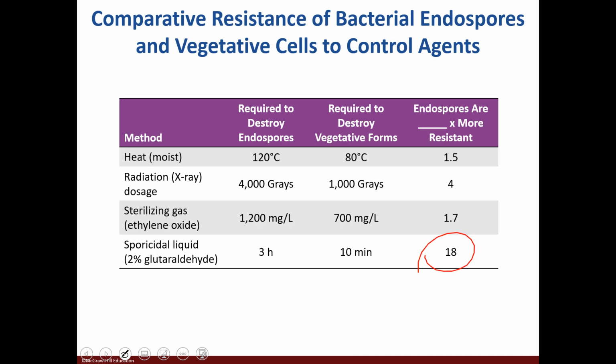Endospores can be up to 18 times more difficult to target than vegetative cells, and sterilization is the only method that can destroy them. Disinfection and antisepsis target the vegetative cells that aren't as tough as endospores.